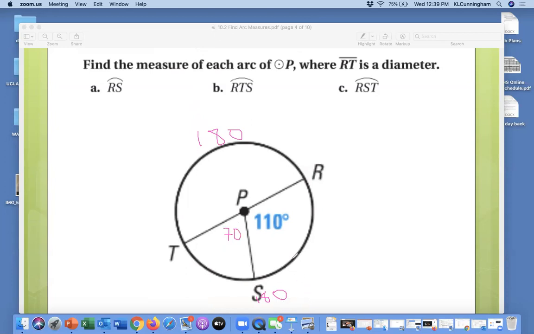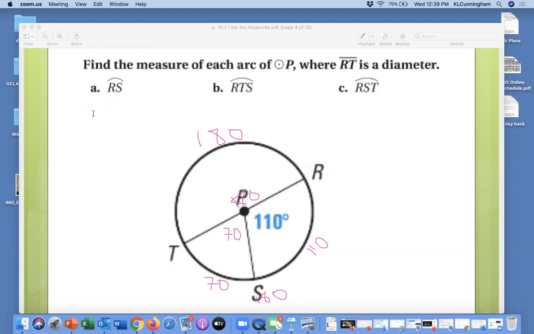To be even more exact, if this central angle is 110, this arc is 110. If this central angle is 70, this arc is 70. And if this arc is 180, this central angle is 180, which makes sense because it's on a line, which is the diameter. So now let's answer the questions.